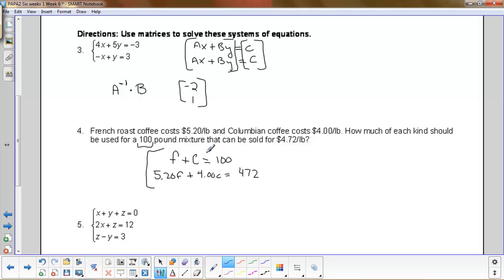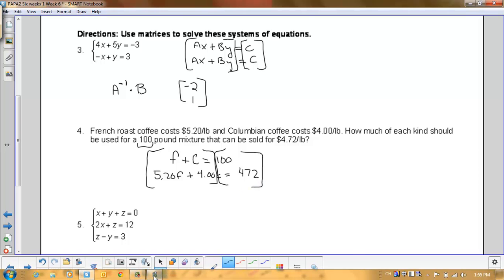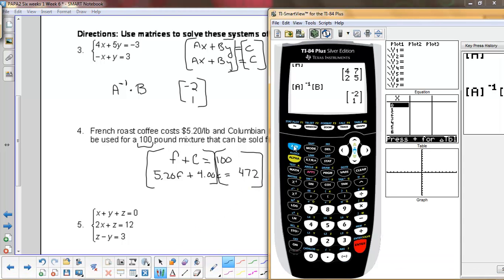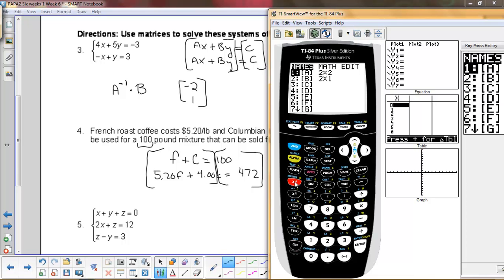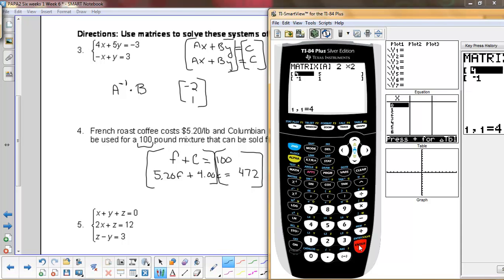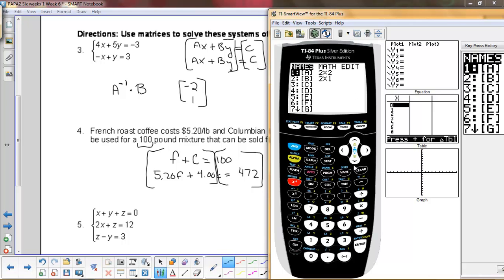Alright, matrix A is the left side of the equation, matrix B is the right side of the equation. So, go into your matrix, edit matrix A, that's 1, 1, 5.2, and 4. Quit out of the matrix, back into the matrix, edit matrix B.